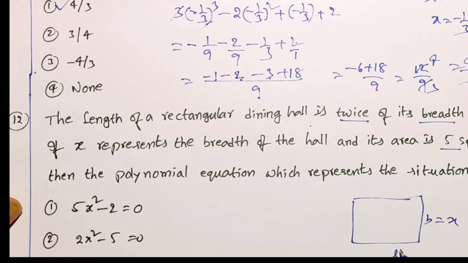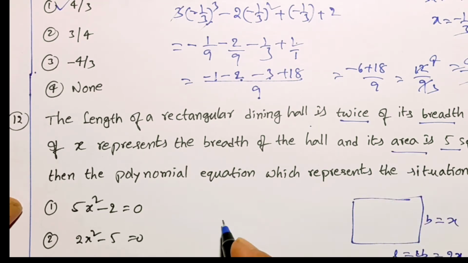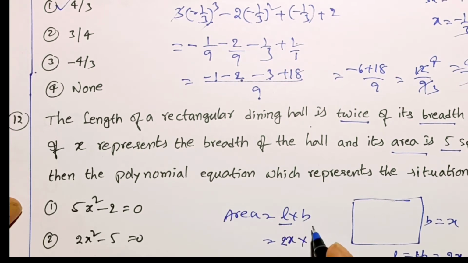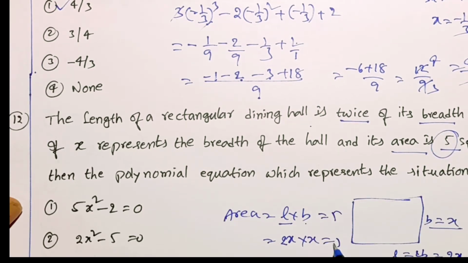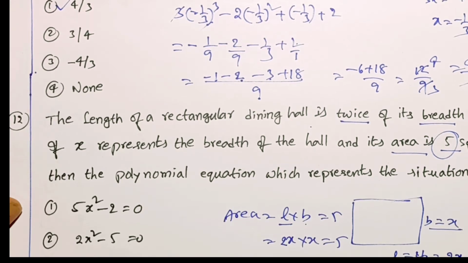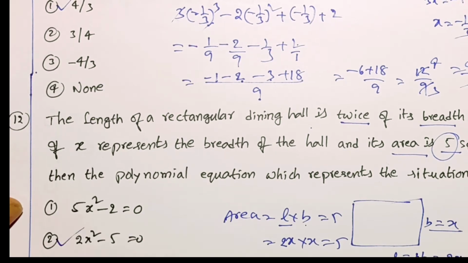Length is twice the breadth, means length is equal to 2b, nothing but 2x. Its area. What is the area of a rectangle? Area of a rectangle is length into breadth. What is length? Length is 2 times breadth, means 2x, into what is breadth? Breadth equal to x. What is area according to the given problem? 5. So this implies 2 into x, x square, 2x square equal to 5. 2x square minus 5 equal to 0 is the relation. So 2x square minus 5, option 2 is the right answer.